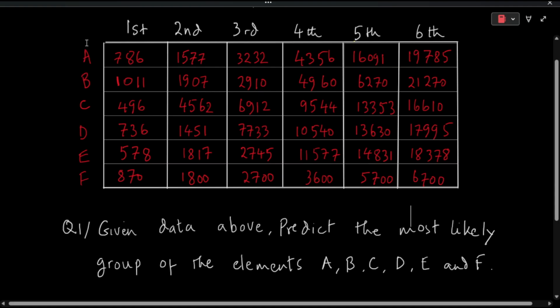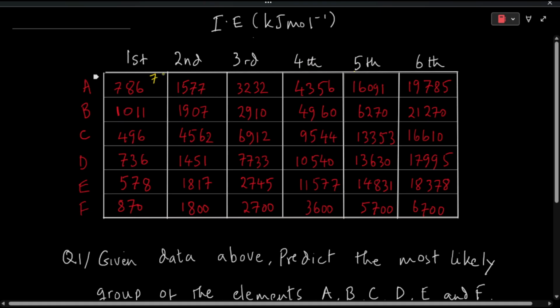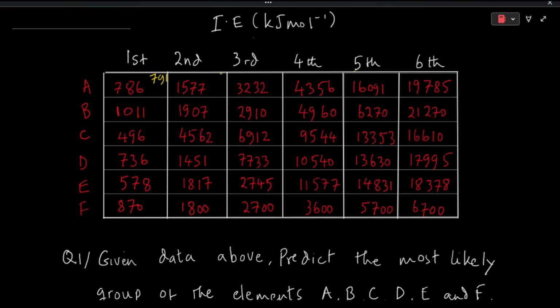So let's start with element A. Now, the difference between the second ionization energy and the first for element A is about 791. Between the third and the second is 1655. Between the fourth and the third is 1124. Between the fifth and the fourth is 11,735. So from here, we are able to observe that the huge jump occurs with the fifth ionization energy. And that means that this amount of energy is used to remove a core electron.